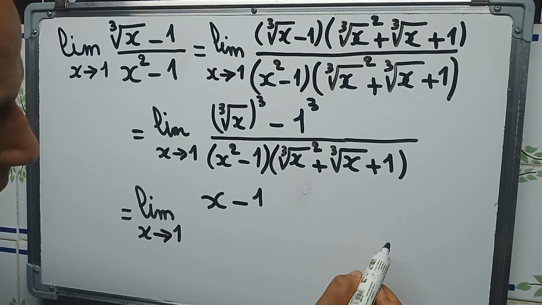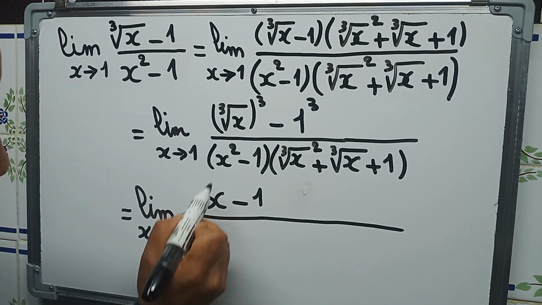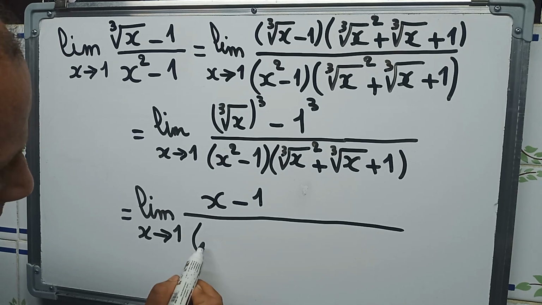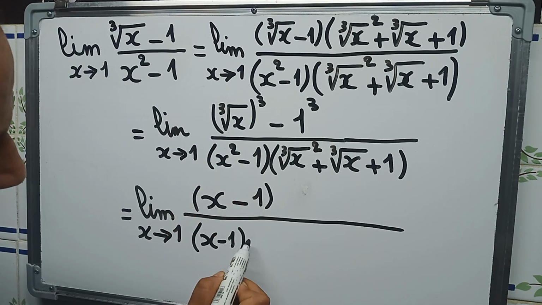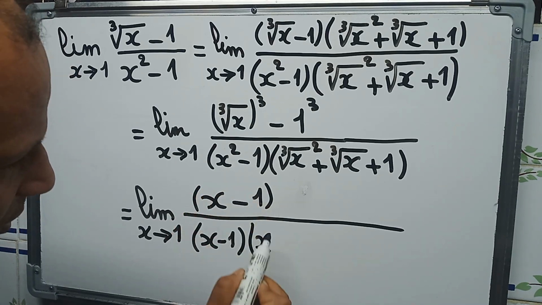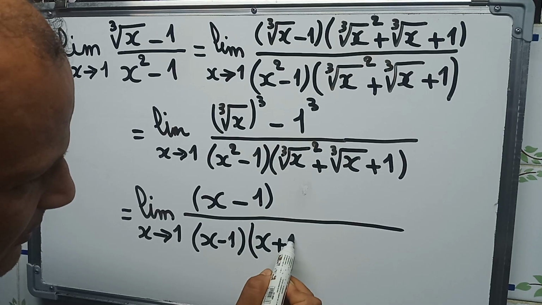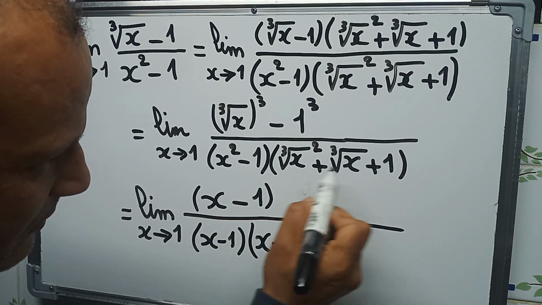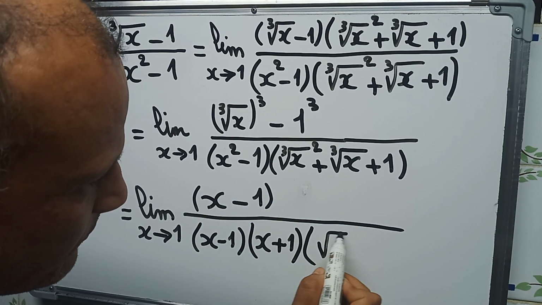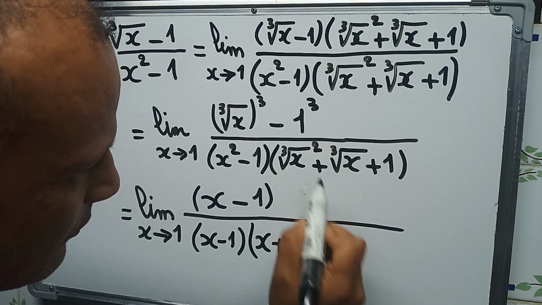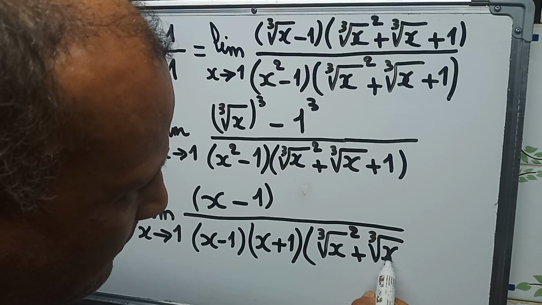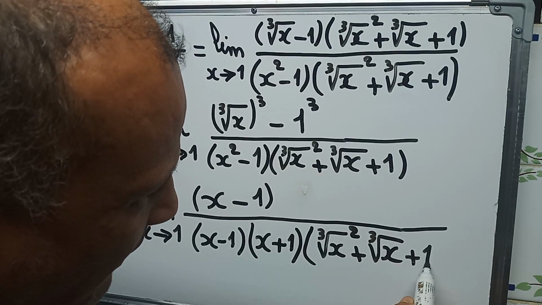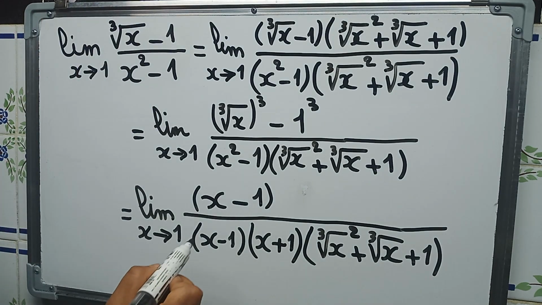and here we have another special product, so x squared minus 1 is just x minus 1 times x plus 1. X squared minus 1 is x minus 1 times x plus 1. Of course, times this term, cube root of x squared plus cube root of x, of course, plus 1. And here you see x minus 1 will cancel.